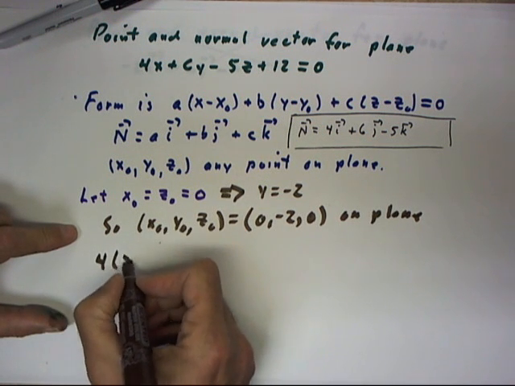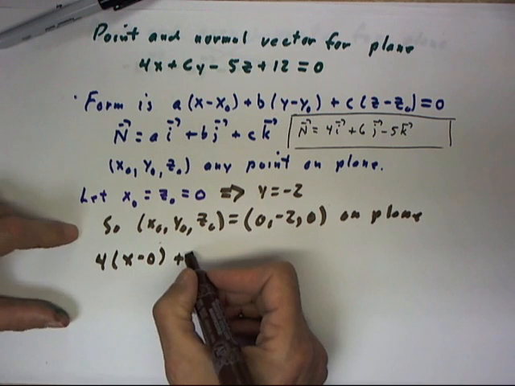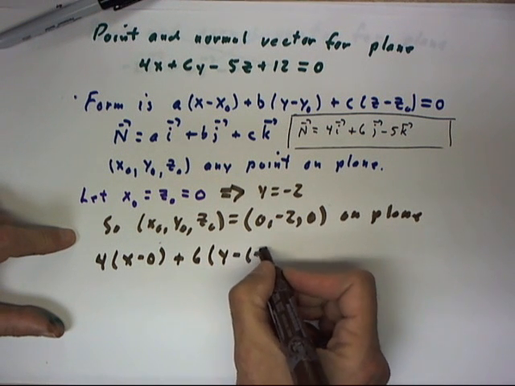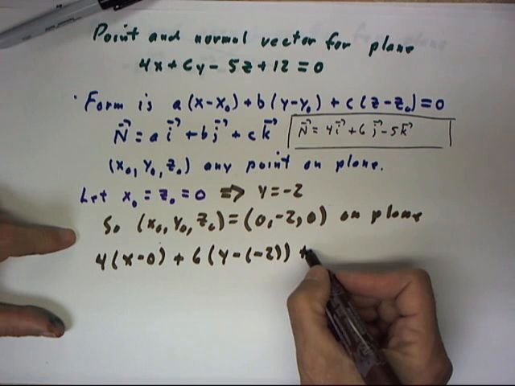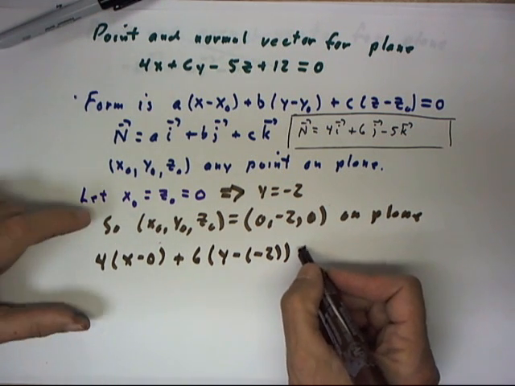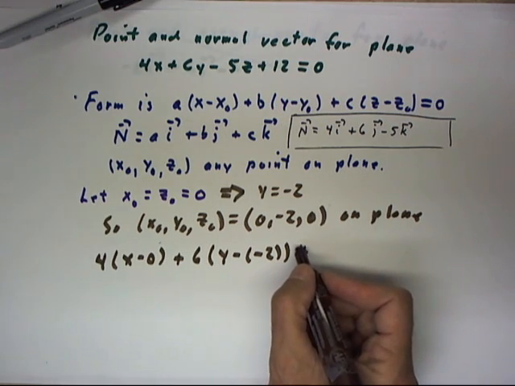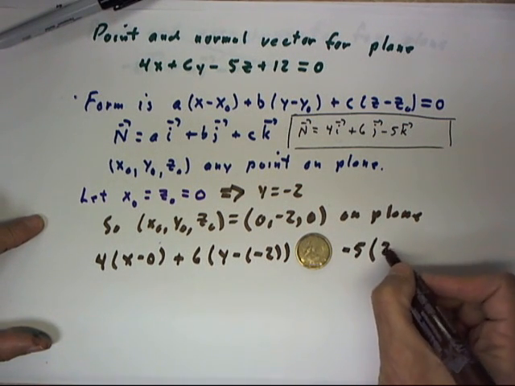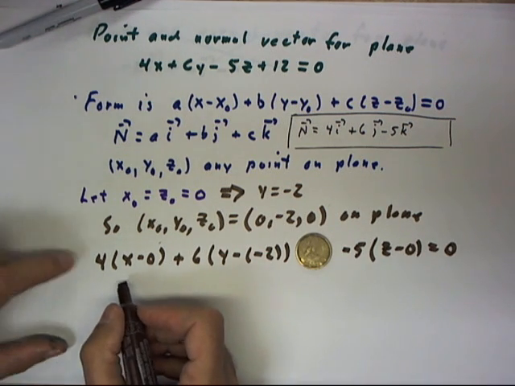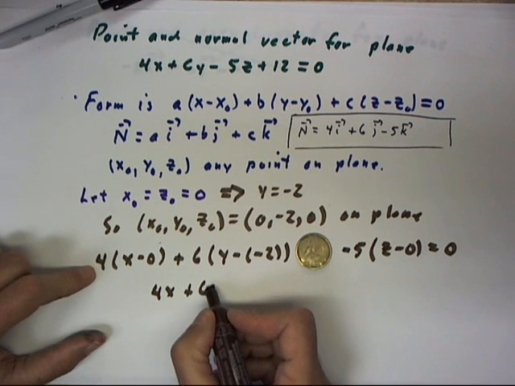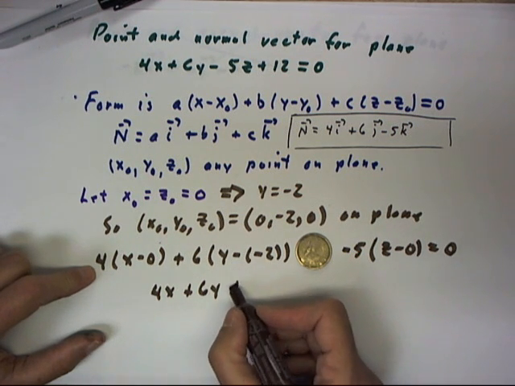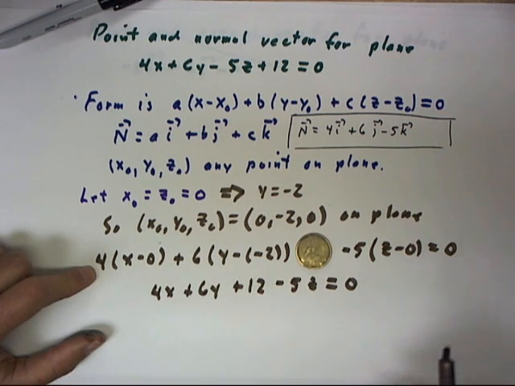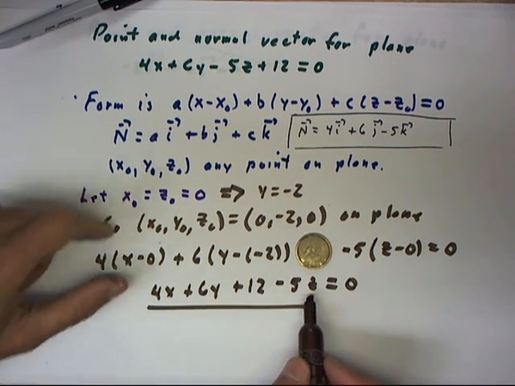We're going to get 4 times x minus 0 plus 6 times y minus negative 2 plus, excuse me, writing this down without thinking, that's going to be, cost myself $1 here, minus 5 times z minus 0 equals 0, giving us the equation 4x plus 6y minus negative 2 is plus 2, so we're going to have plus 12 minus 5z equals 0. And we see that this equation, except for the order of terms, is identical to this one.